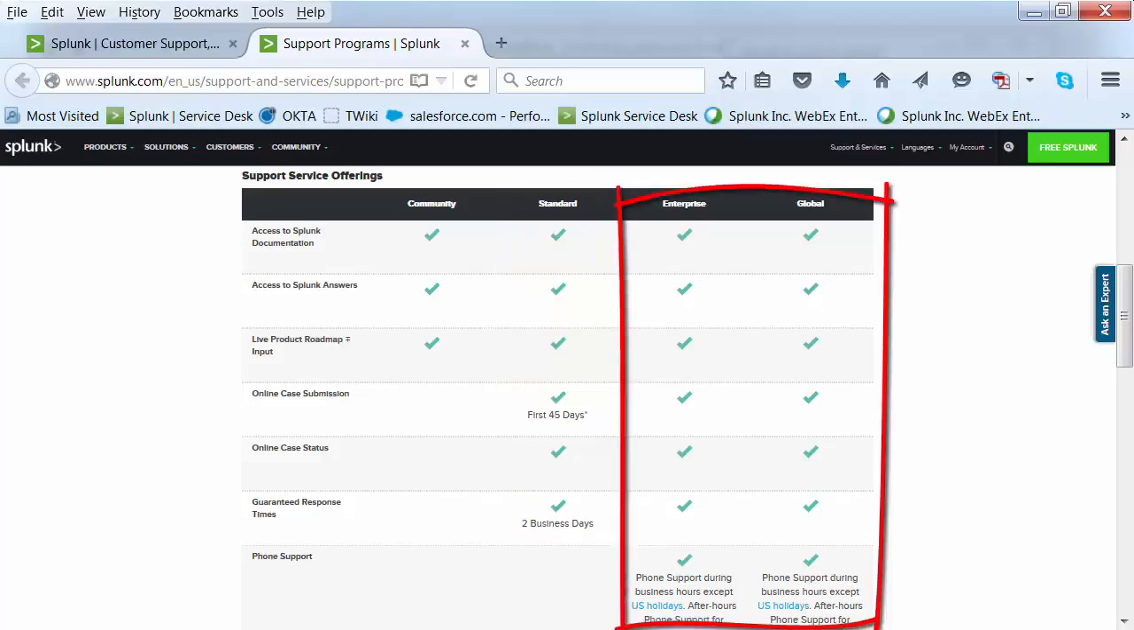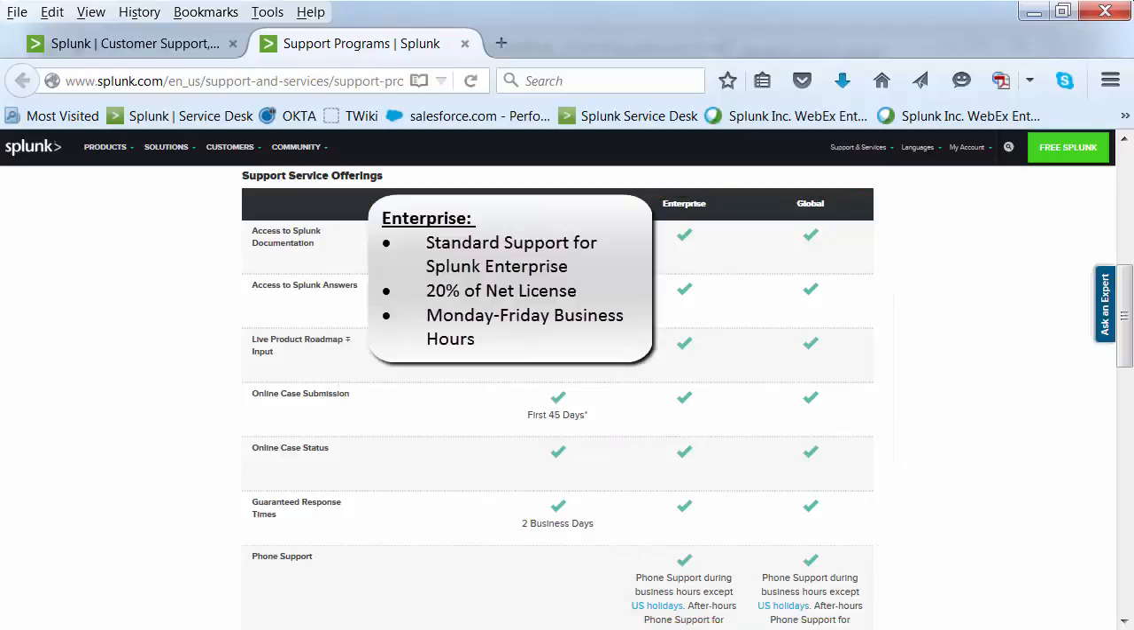For customers with an Enterprise license, we provide Enterprise or Global support. Splunk Enterprise and Global support offer guaranteed response times, telephone contact, access to support portals, and software upgrades. Enterprise support is our standard offering and must be included with all Enterprise license deals.